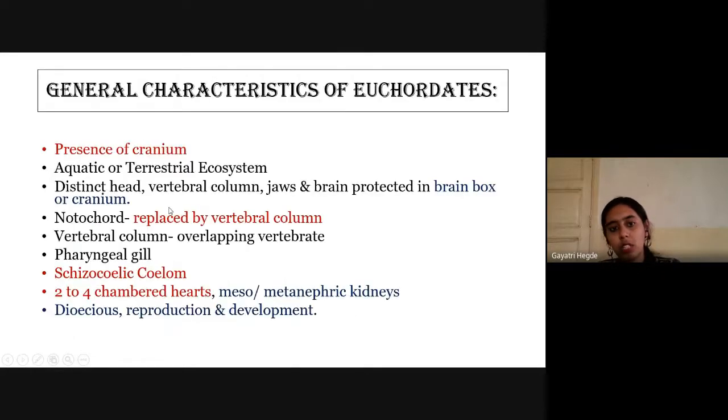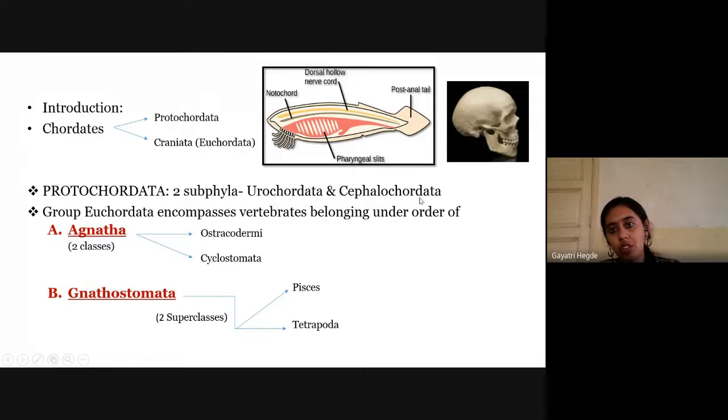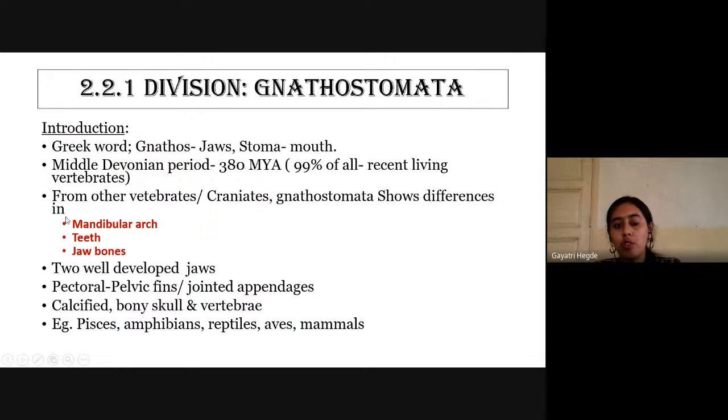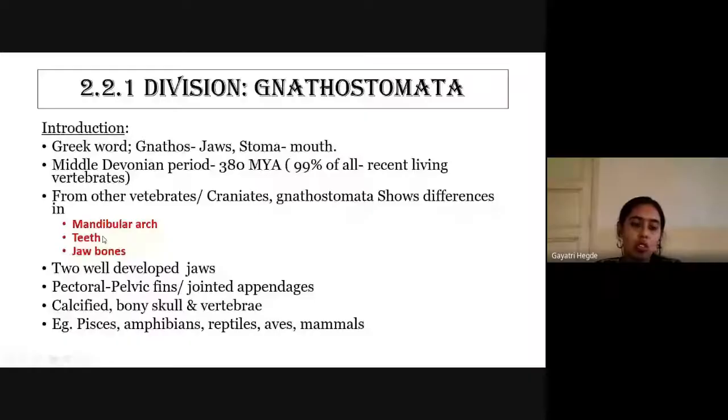Why do I mean from the other vertebrates? These are also vertebrates: Urochordata, sorry, vertebrates like Ostracodermi and Cyclostomata. Okay, forget about this, I am very sorry. Vertebrates have two groups, Agnatha and Gnathostomata. So what differences will you find between Gnathostomata and Agnatha? You will find differences in mandibular arches, you will find differences in teeth, in jaws. Like Agnatha have no teeth, no mandibular arches, like that.